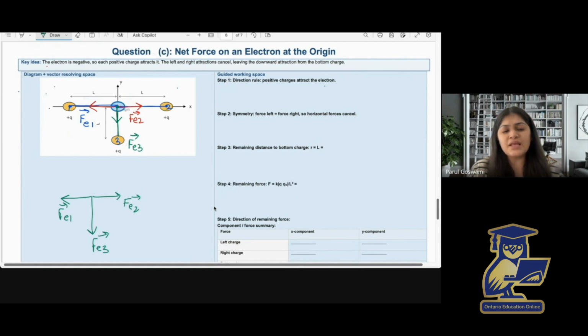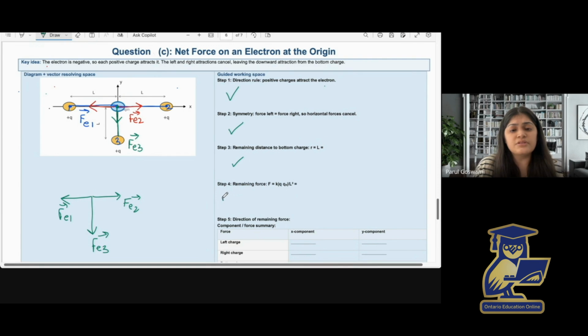As we can see here, Fe1 and Fe2 are the same in magnitude, but they are in opposite directions. So we can say that these two forces will cancel each other. The left force is equal to the right force, so there would be no effect of these two forces as a whole. We are left with only the bottom force, which is Fe3. We have drawn all the forces. We know that Fe1 is equal to Fe2, so they cancel each other. The remaining force is just between the electron and the bottom charge.